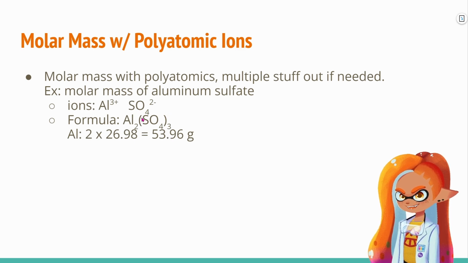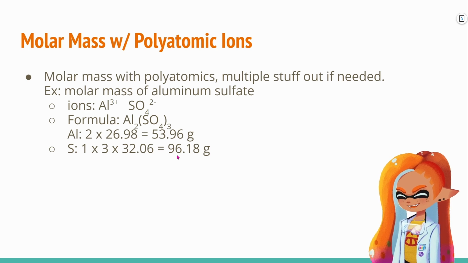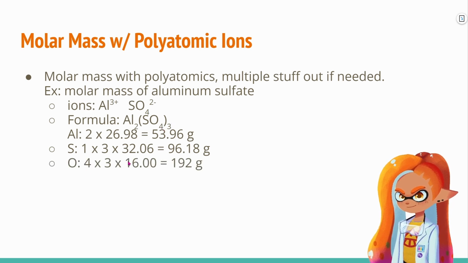Now I'm looking at the polyatomic. Here's where it gets tricky. Sulfur's in parentheses, so you want to make sure that you multiply the subscript of sulfur and what's on the outside to know how many sulfur there are. There is 1 sulfur in the parentheses, and on the outside of the parentheses there is a 3. That is why it's 1 times 3. Then I looked up the molar mass of sulfur, and I get my value here. I do the same thing for oxygen. Inside, oxygen is 4, and outside it's 3. So 4 times 3 times 16, because that's on the PT, and I get 192.